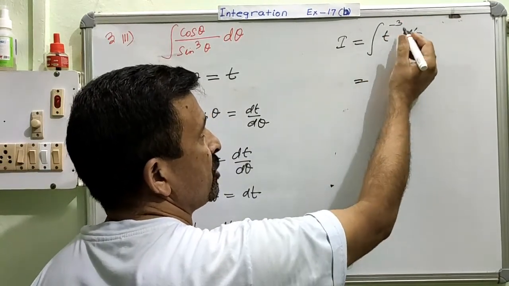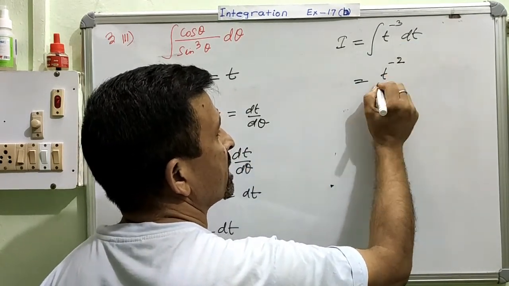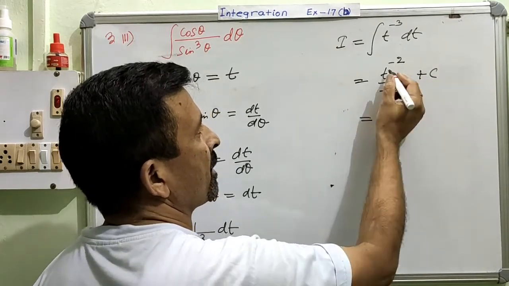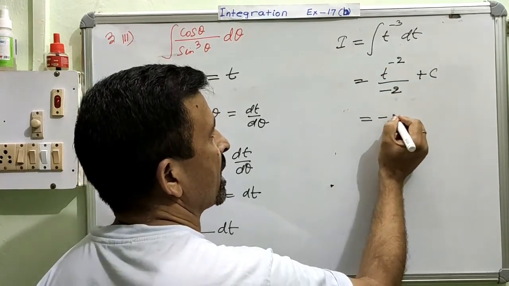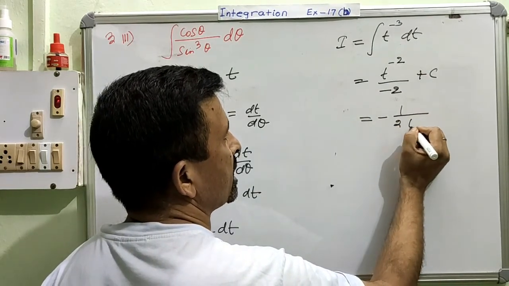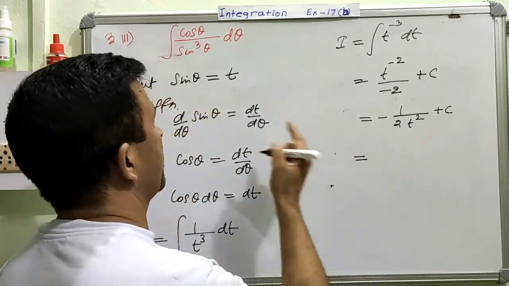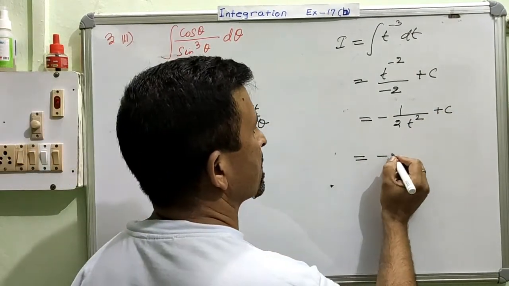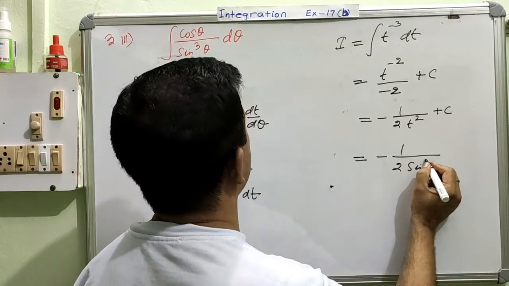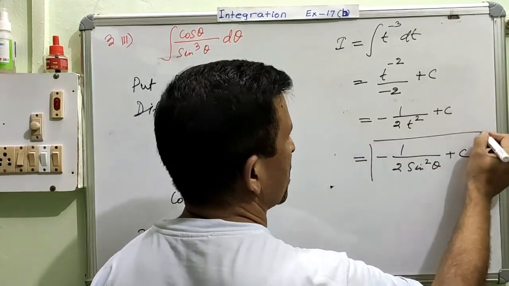The power will increase, so you have to add 1 to the power. This will become t to the power minus 2, and then the same power comes in the denominator, plus c. When your power is negative, you take it down and make it positive. So this is minus 1 over 2 t to the power 2 plus c. Final step: now you have to put the value of t back. So this is minus 1 over 2 sine square theta plus c, and this becomes your answer.